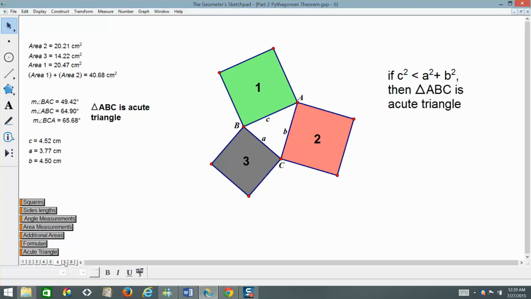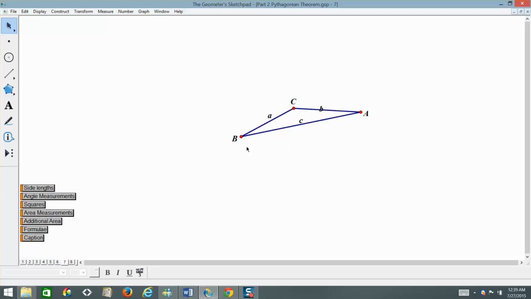Okay, next I have the other triangle. The name is still the same, ABC, and also the names of its sides. In front of angle C is side C, in front of angle B is side B, and in front of angle A is side A. I will measure the length of these sides. This is the result.